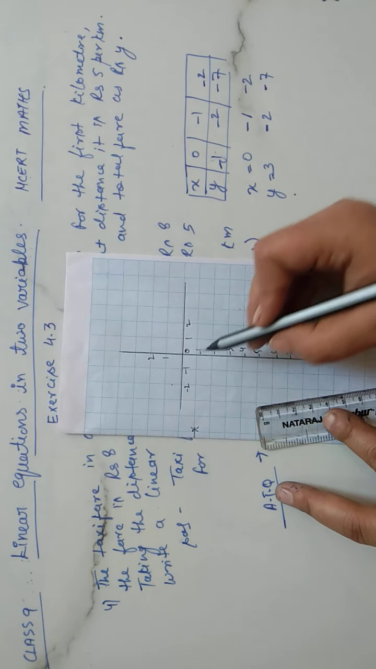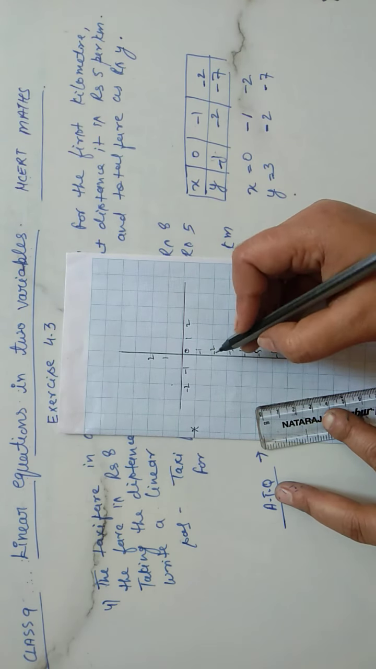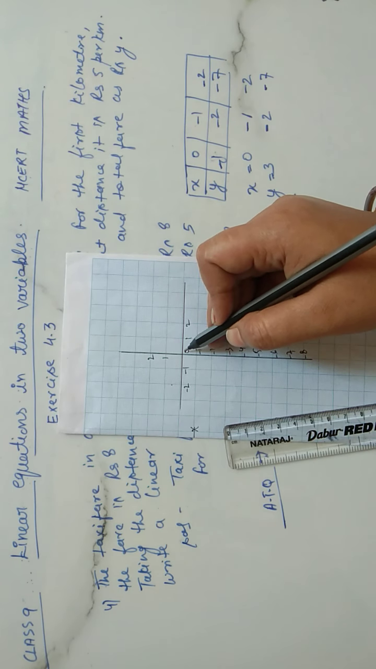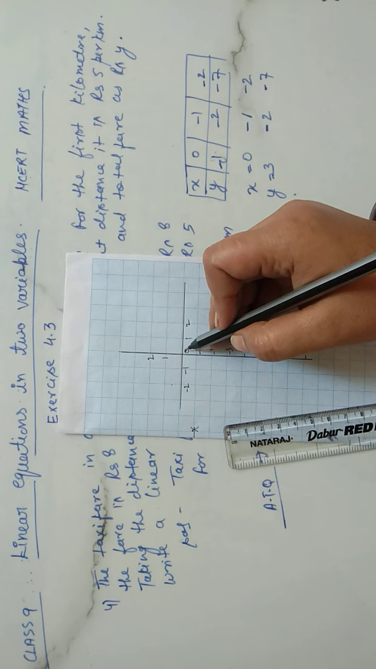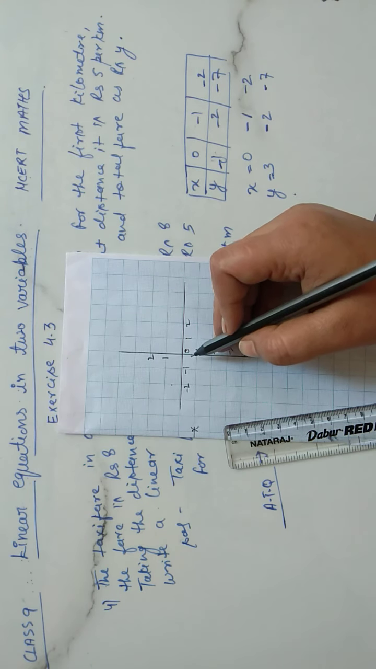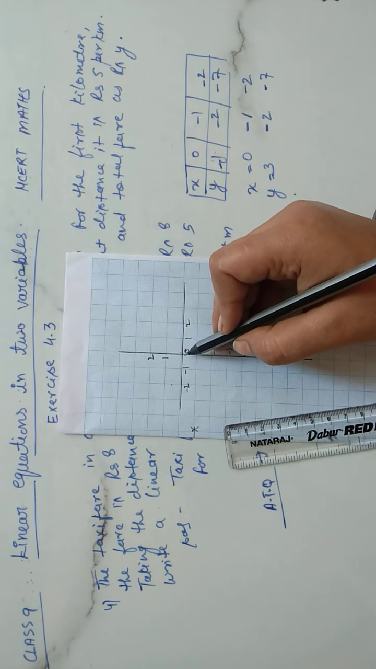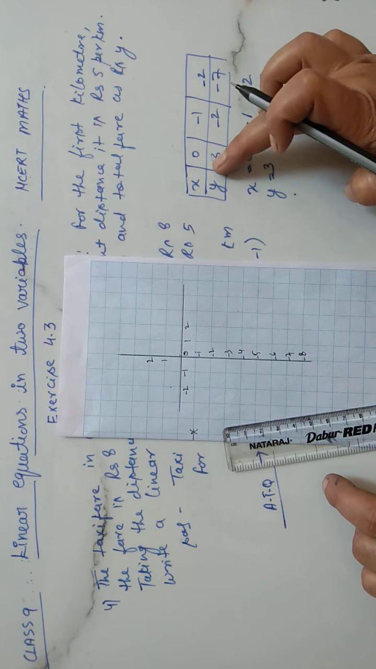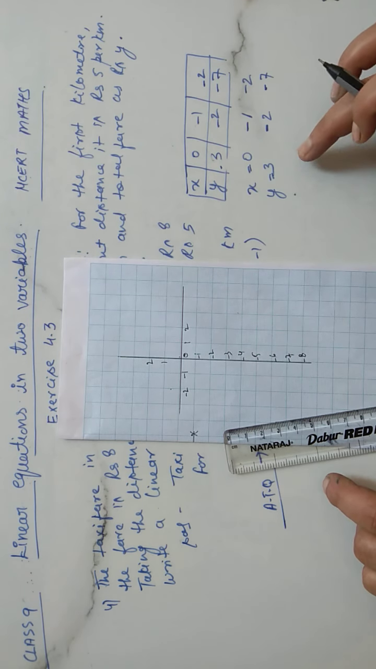Now see, x is 0 and y is minus 1. So where do we have it? Just see where I will put it. Here only. There was a print mistake. For x is 0, what I have solved, y is 3.